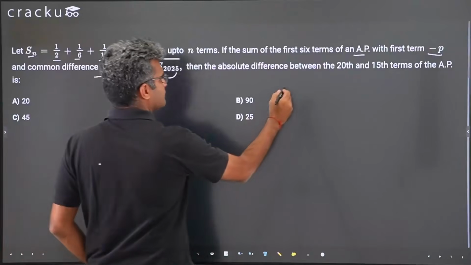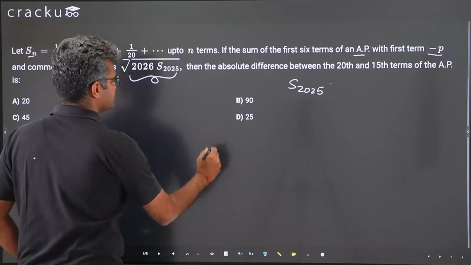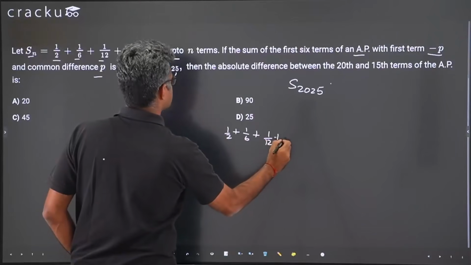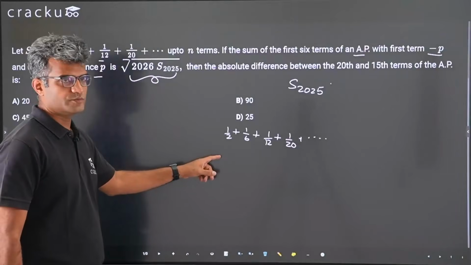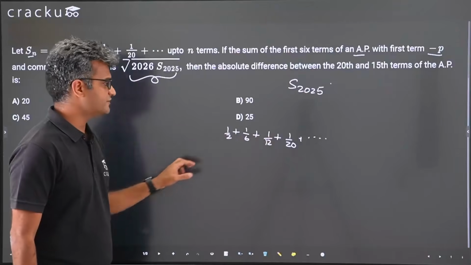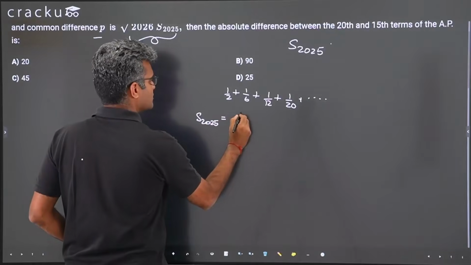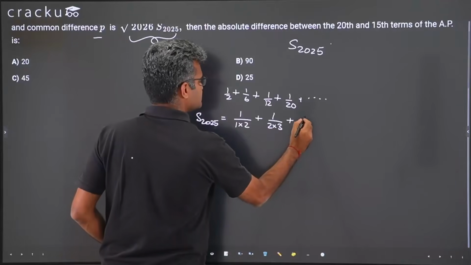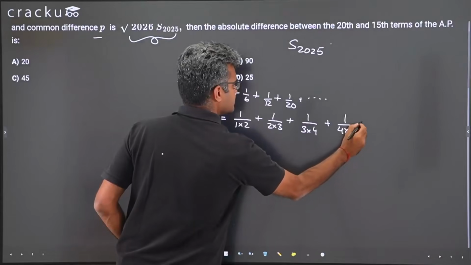Let us first calculate the value of S of 2025. Whenever you are given a series of this form, which is 1 by 2 plus 1 by 6 plus 1 by 12 plus 1 by 20 plus dot dot dot, if you are looking at the denominators, 2 is 1 into 2, 6 is 2 into 3, 12 is 3 into 4, 20 is 4 into 5, and so on. So this sum S of 2025 is equal to 1 divided by 1 into 2 plus 1 divided by 2 into 3 plus 1 divided by 3 into 4 plus 1 divided by 4 into 5 plus dot dot dot.